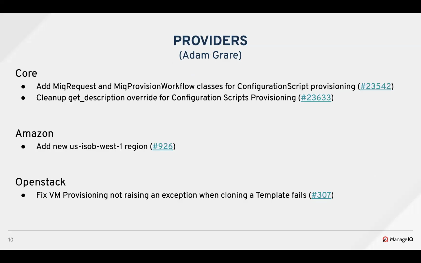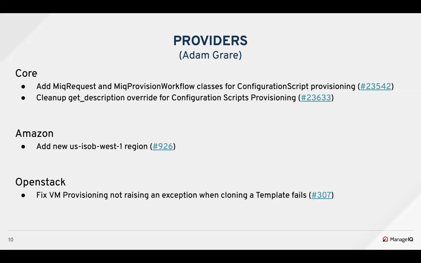For core of this sprint, we added MIQ requests and MIQ provision workflow classes for configuration script provisioning. This is the first step in unifying the way that we do provisioning for automation managers to make it more similar to the way we do VM provisioning. After that, we cleaned up the get description override method, something that was added at one point but found that it was not required, so we cleaned that up.